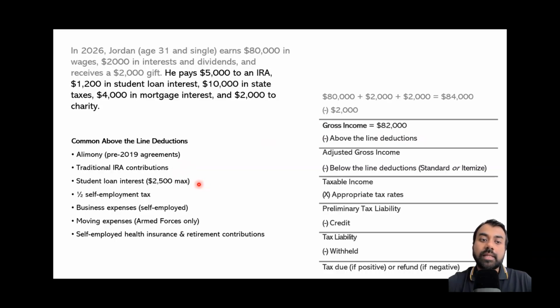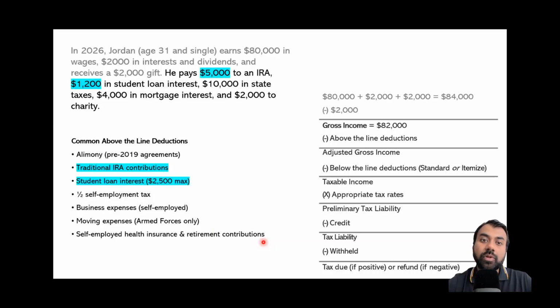Some more common above the line deductions are student loan interest up to $2,500. If you are self-employed, then you are paying self-employment tax, and half of that can be an above the line deduction. Business expenses, if you are self-employed, those can be above the line deductions. Moving expenses can be above the line deductions, but only for people who are serving as part of the armed forces. Lastly, we have self-employed health insurance and retirement contributions. These can be above the line deductions as well.